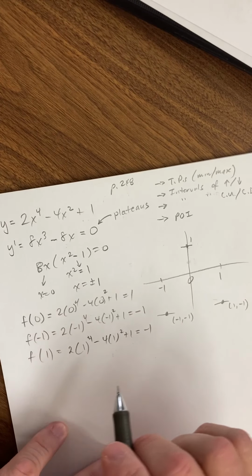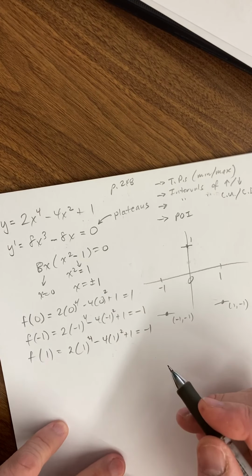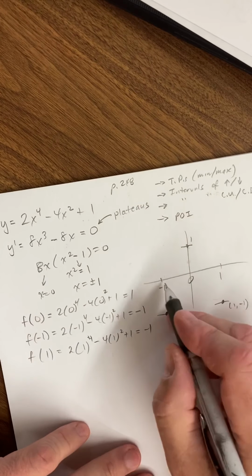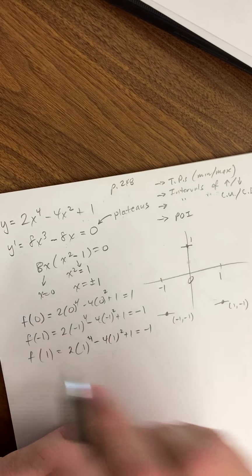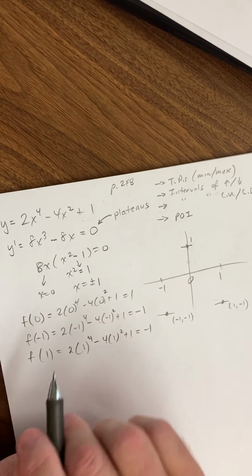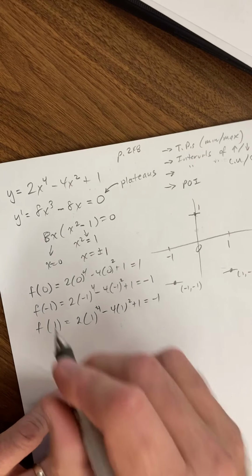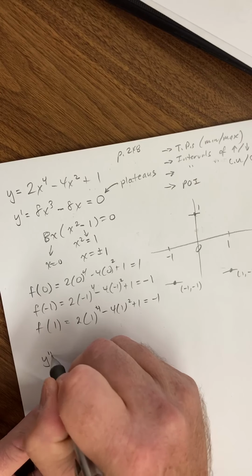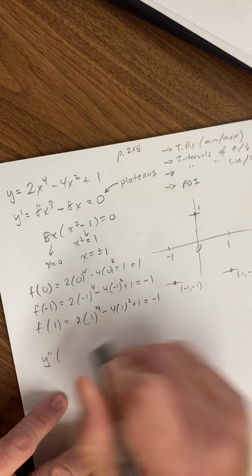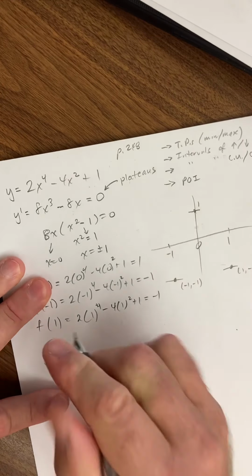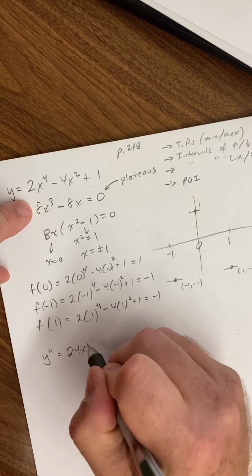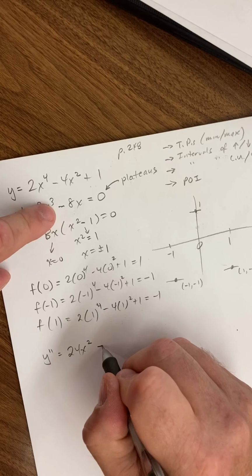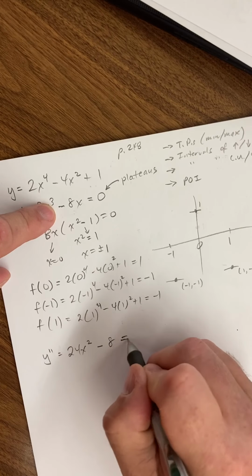But anyway, just to be sure, we can put values of a half in here between these and find out what the slope is. But you know what? I'm not going to do that. I'm actually going to find the concavity. So here's y double prime. So now I'm going to look at this. This will be 24x squared minus 8, the derivative of this one, equals 0.